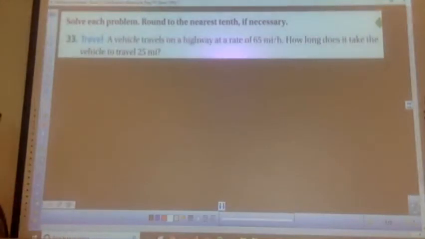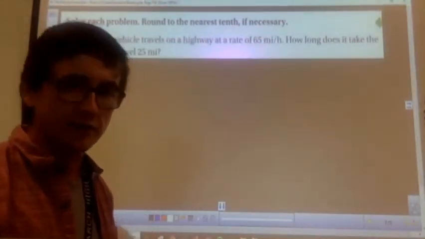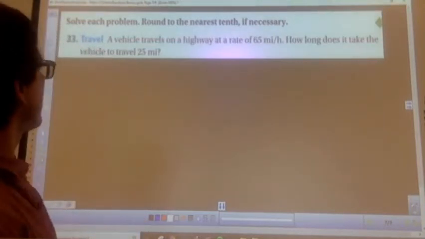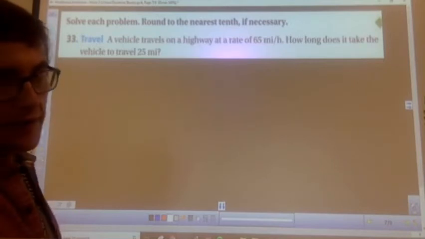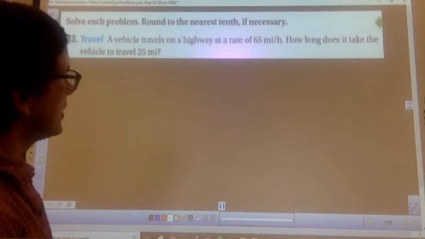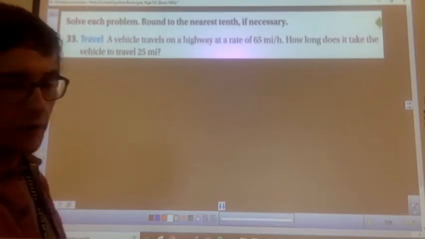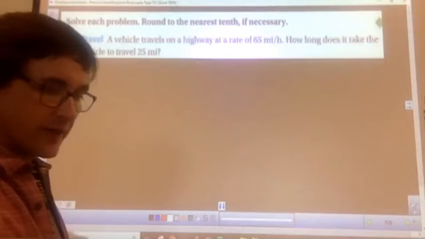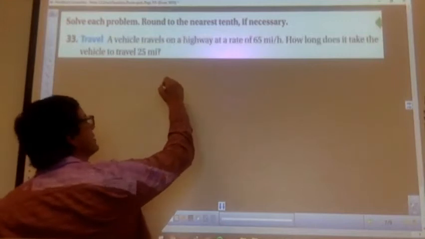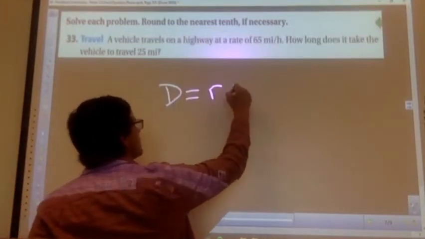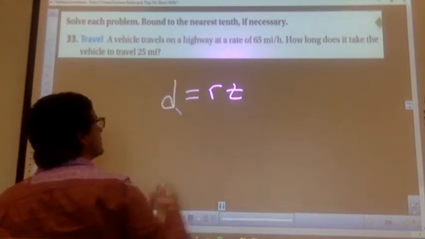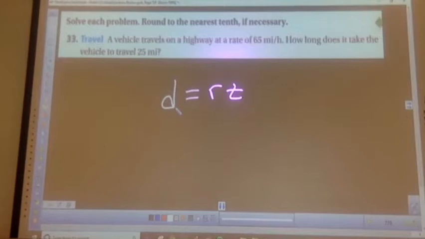Good. Okay, so I'm going to read this one to you because it's another story problem example that you guys can pretty easily solve. First of all, we're rounding to the tenths. A vehicle travels on a highway at a rate of 65 miles per hour. How long does it take the vehicle to travel 25 miles? So this is a formula you're kind of expected to know. Rate times time equals distance. Distance equals rate times time. I'm just going to make that a lowercase d. Doesn't really matter.